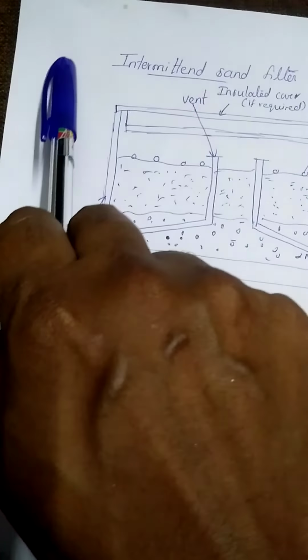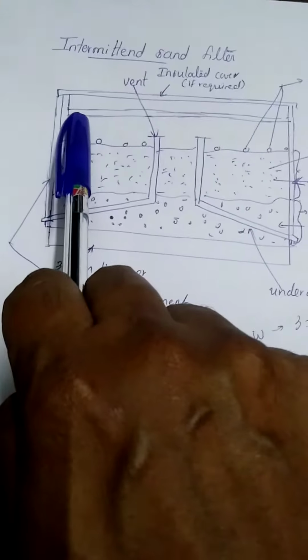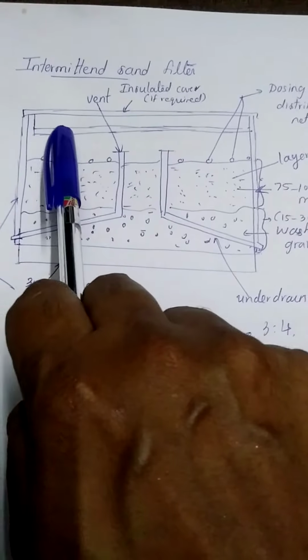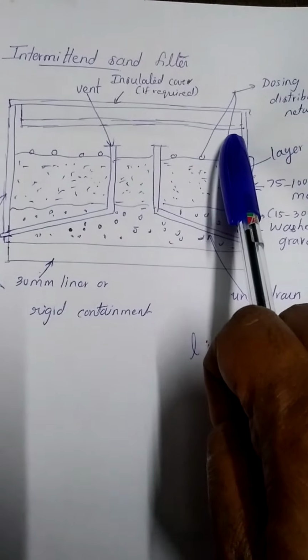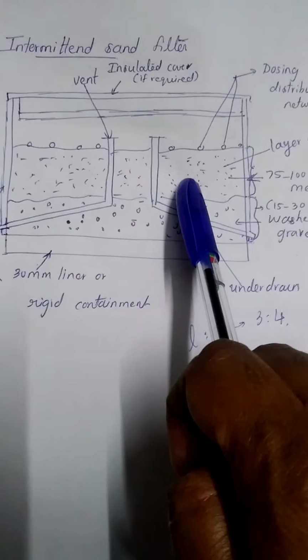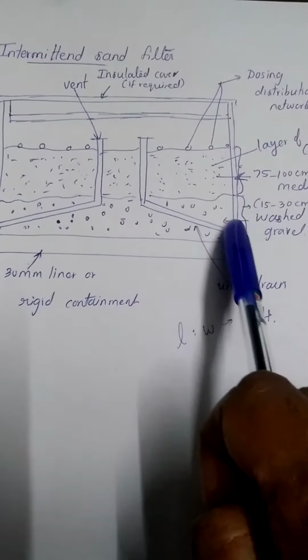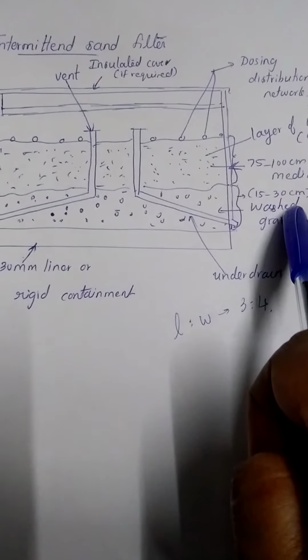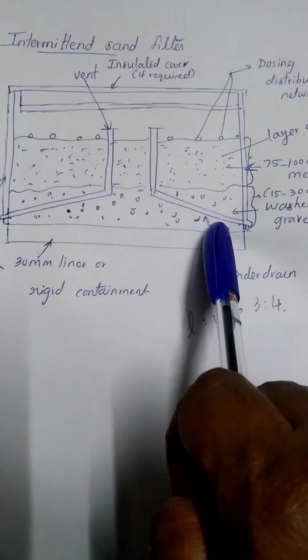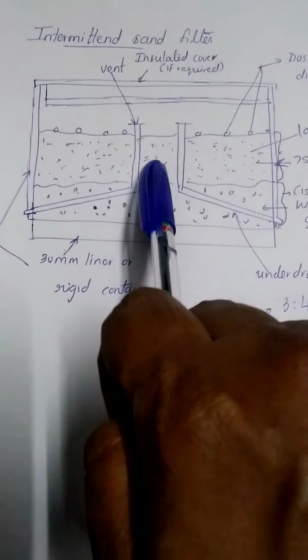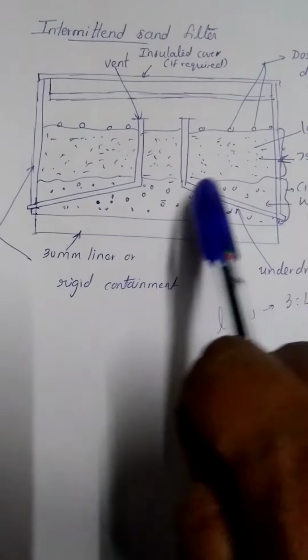The sewage effluent comes from a primary settling tank, and from there it is sent to a siphonic tank. Under siphonic action we pass this sewage through a dosing distribution network of pipes. In order to facilitate the drainage of filter effluent, a layer of 15 to 30 centimeter depth of gravel is provided at the bottom of the sand layer, and open jointed drainage pipes are laid in the gravel layer to carry off the effluent.